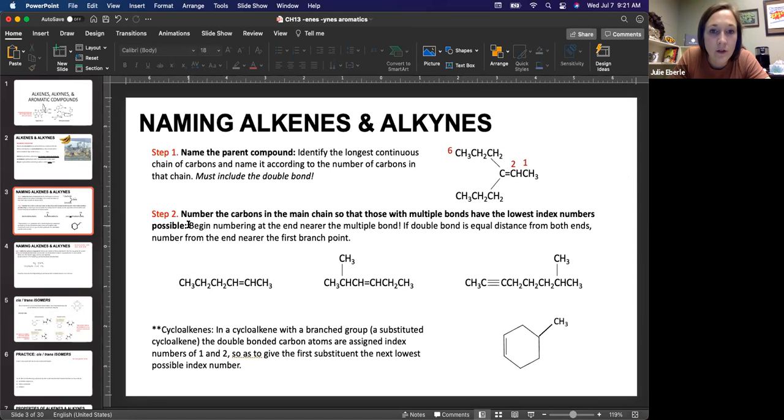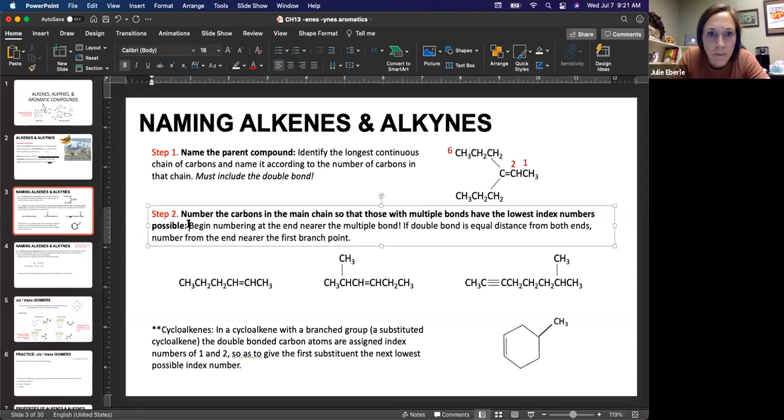All right, and then also, what we're saying is begin numbering at the end near the double bond. But if the double bond is equal distance from both ends, well, it doesn't matter which way I number, right? Well, you still have to take into account if you have any substituents branching off, because if you do, you want to start near the end with the first branch point.